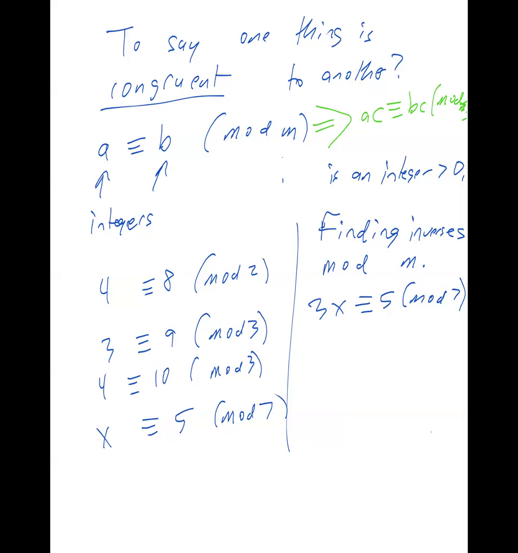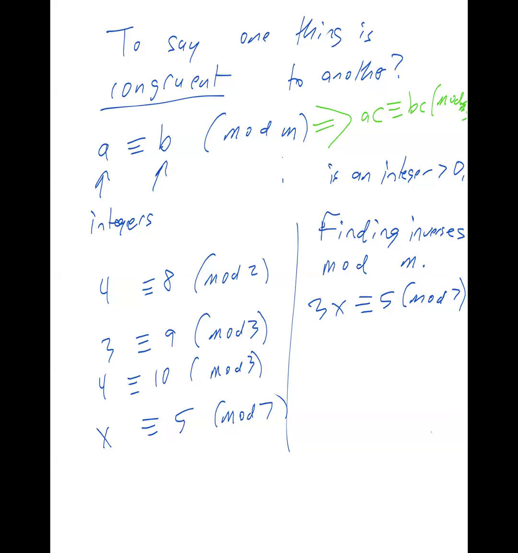Okay, we're at 4, right? What's 3 times 4? What's the remainder of 12 when you divide by 7? 5. Okay, what's 3 times 5? What's the remainder of 15 when you divide by 7? Close. 1. So the answer is going to be, well, not the x, but the number we need is going to be 5.